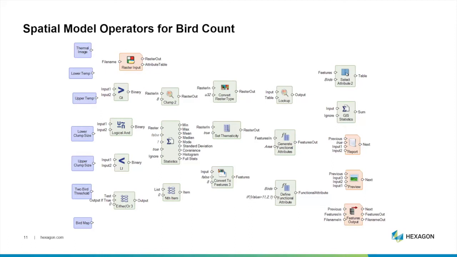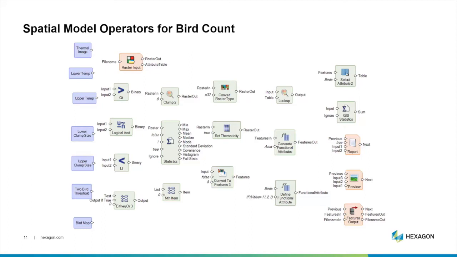We'll do a lot of mathematical things. Is the temperature greater than this? Is it less than this? Is the clump size greater than this, or less than that? Does it fit everything in the middle for a logical and? Then I want to clump all those values together, because raster, unlike vector, is a bunch of individual pixels, and we want to clump those pixels together and then get a count.